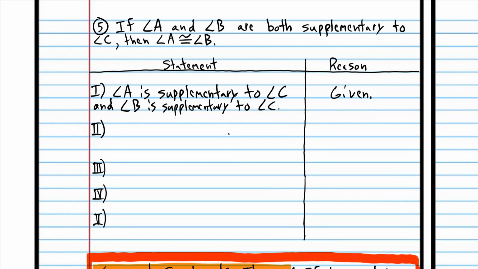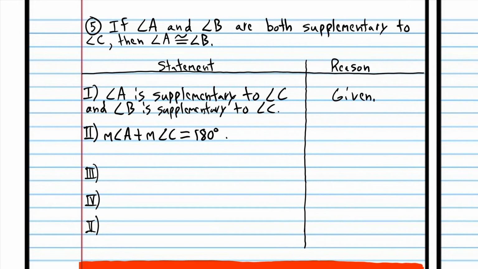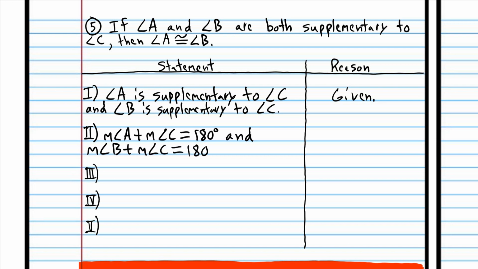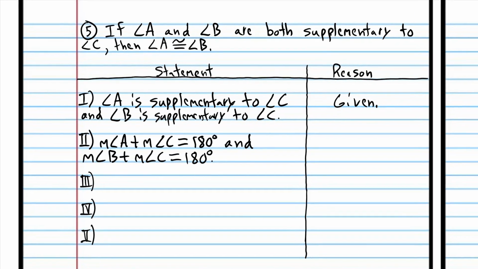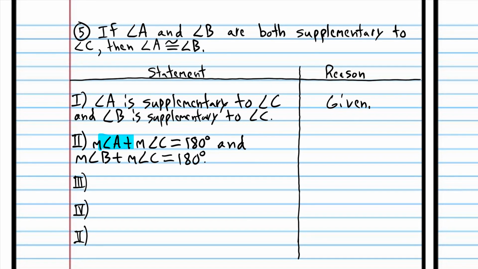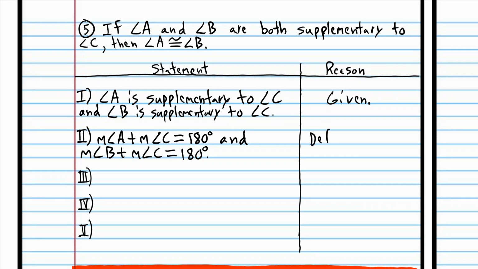Now, if that's true, if angle A is supplementary to angle C, then by definition, the measure of angle A plus the measure of angle C has to be 180 degrees. That's just the definition of supplementary. And we also know that the measure of angle B plus the measure of angle C must be 180 degrees. Because again, A is supplementary to C, but it tells us that B is also supplementary to C. So that is the definition of supplementary angles.